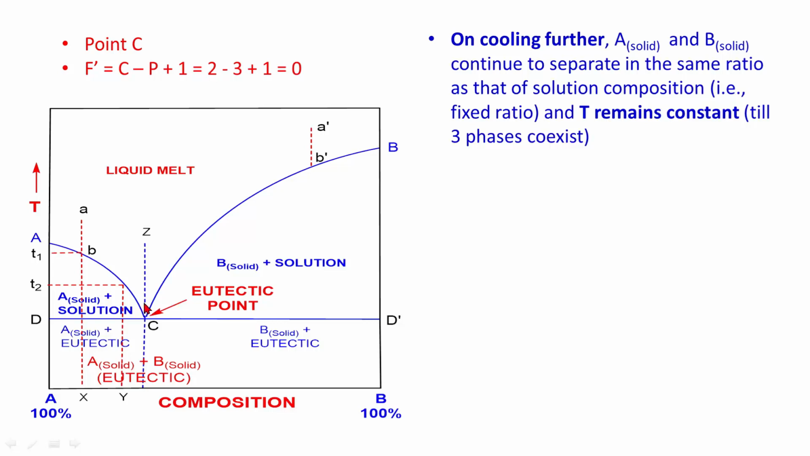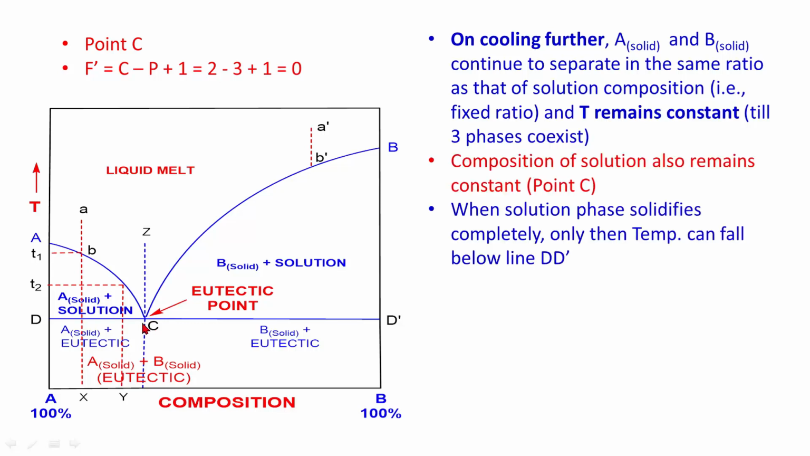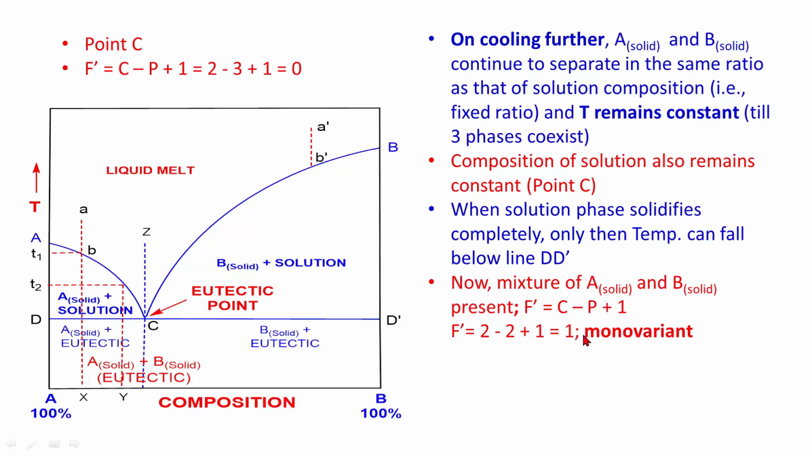This process will continue till there are three phases. A stage will be reached when the melt will solidify completely into solid A and B. Once we have solid A and solid B, then F dash becomes equal to 1, the system becomes monovariant. Then only can the temperature of the system fall below the line DD dash.